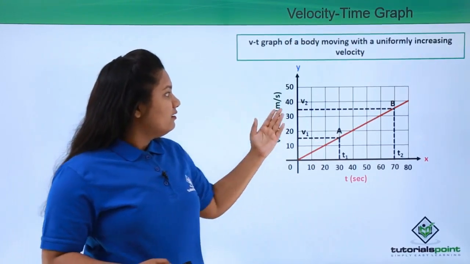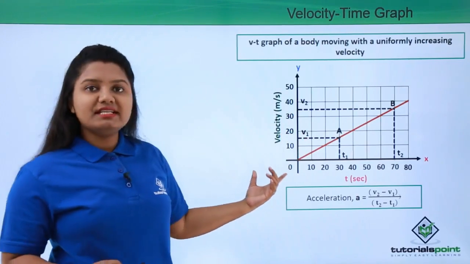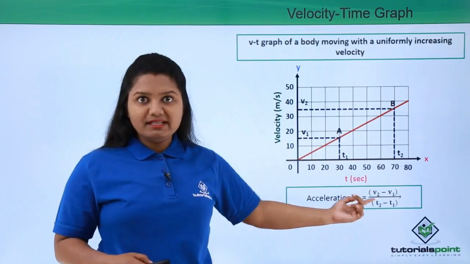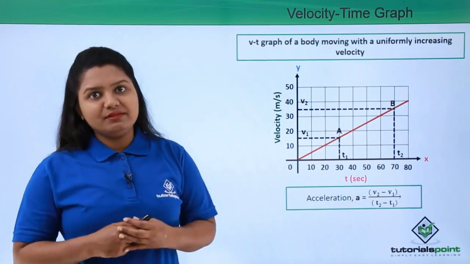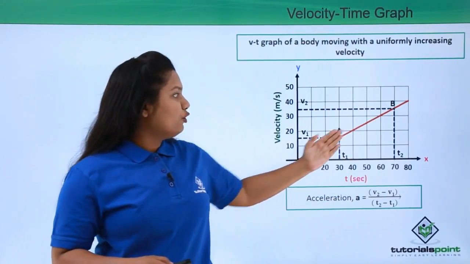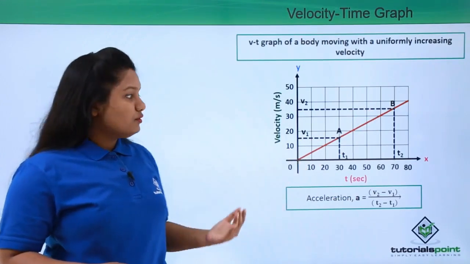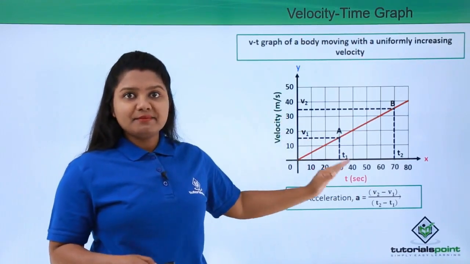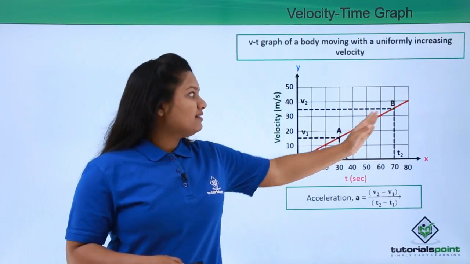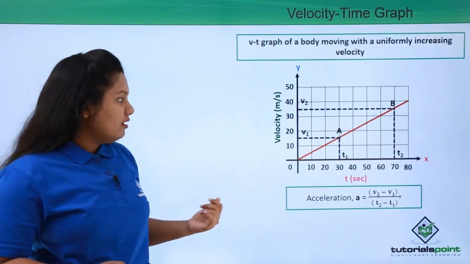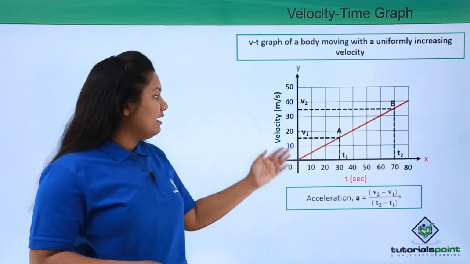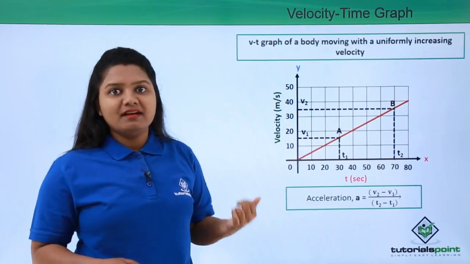So in this case our acceleration is given by the formula a equals v2 minus v1 divided by t2 minus t1. This gives us the value of the slope of this graph essentially. So the value of the slope of the velocity time graph gives us the value of acceleration at that instant. Now we will have to make use of this formula to find out the value of acceleration in this case. So let's do that.